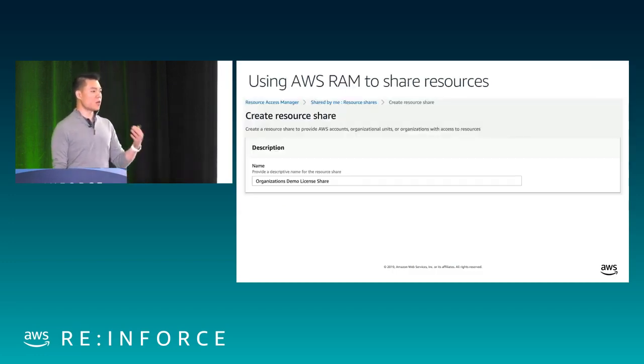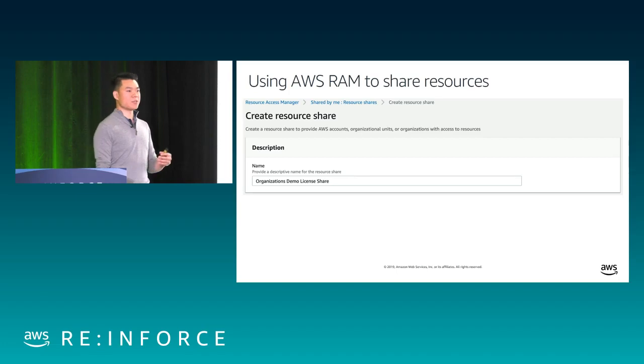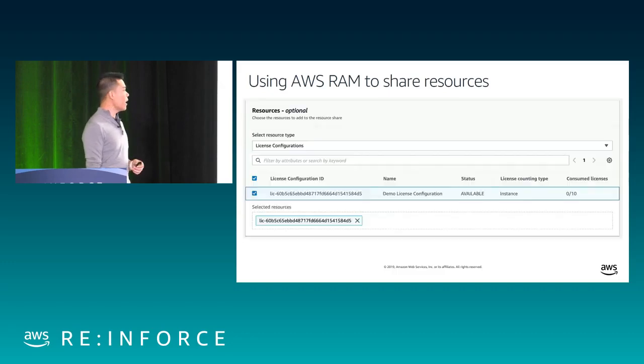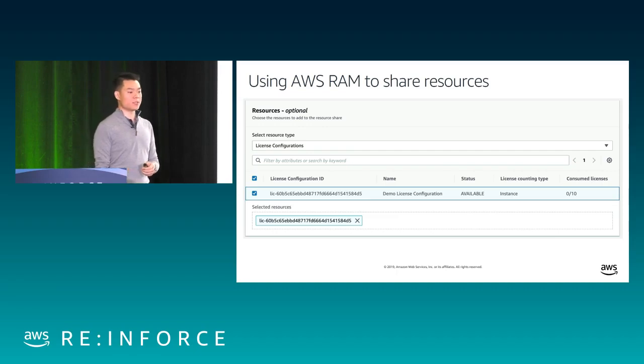And so I'd like to talk a little bit more about Resource Access Manager and how easy it is to use to share resources. So the first thing that I need to do is to create a resource share. I provide a name for my resource share, which is Organizations Demo License Share. I go ahead and choose a license configuration. This is the thing that I want to share, my license configuration. And I go ahead and select that as the resource for Resource Access Manager.